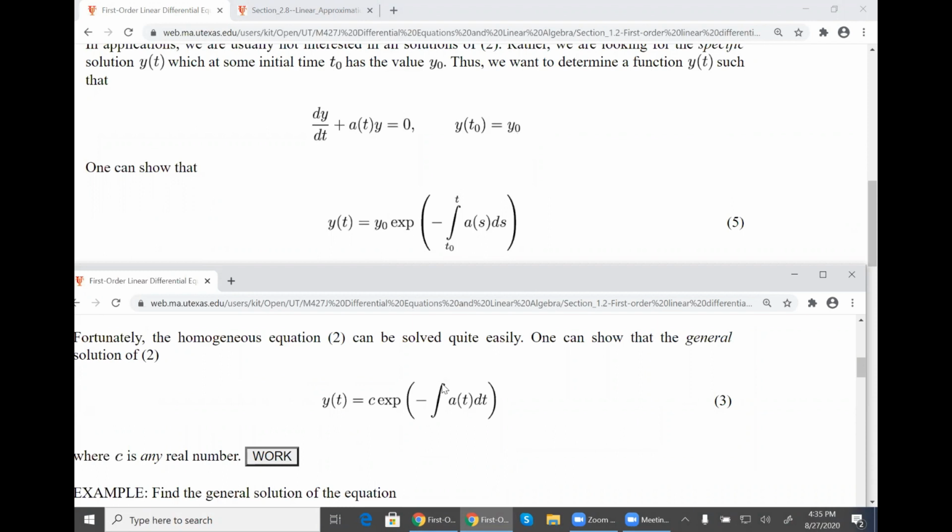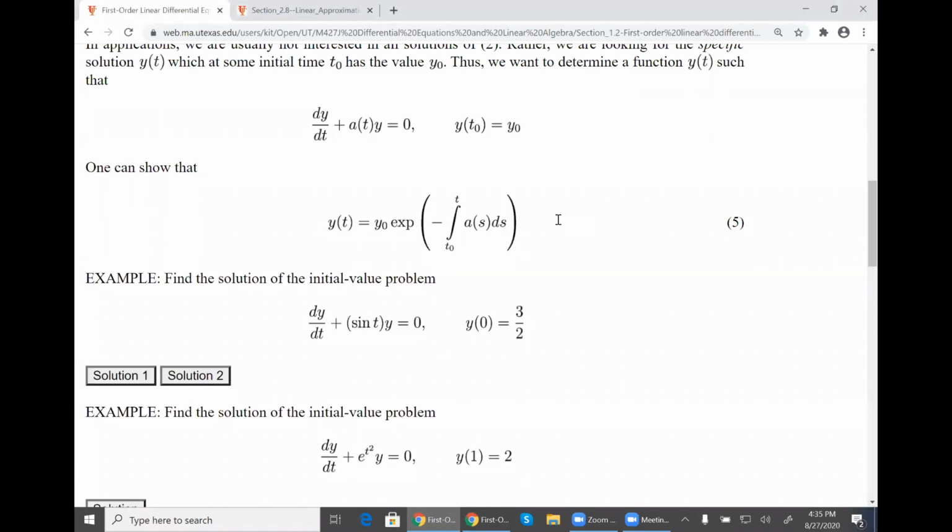Difference number two, instead of indefinite integral, we have integral from t0 to t. What is t0? It's over here. Lastly, difference number three, since t is already taken, inside this integral we should use some other letter. So, instead of t, let us put, say, s.